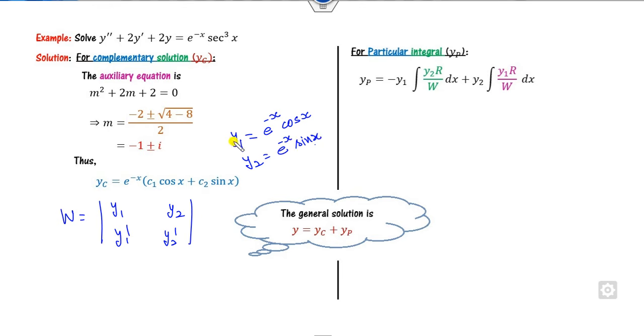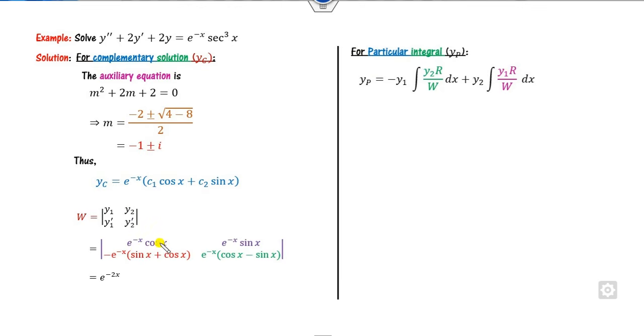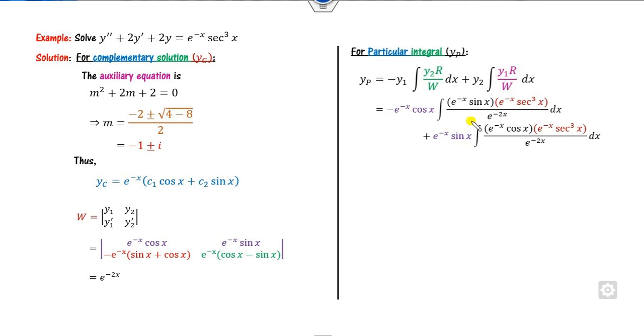I can substitute both of these values here and here. After that we can solve this, and we will get here. Clearly this is non-zero. I can substitute this value here, which is a minus e raised to power minus x cos x, integration of y2 is here.